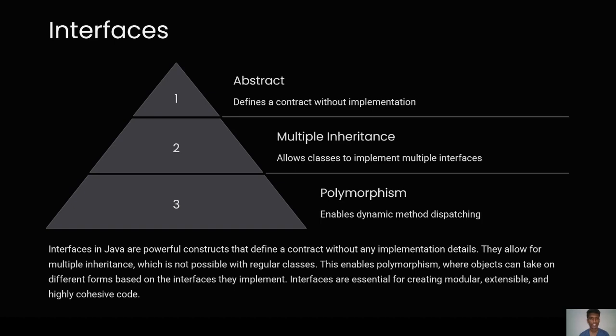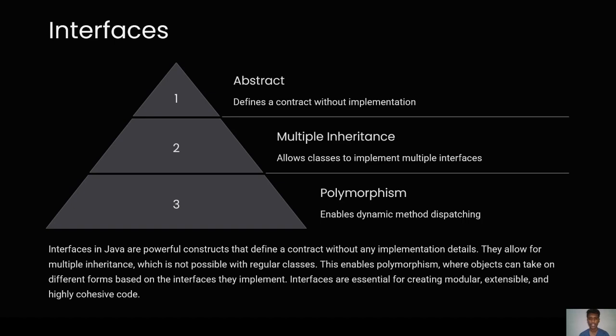Next, interfaces. There are three key ideas with interfaces: abstraction, multiple inheritance, and polymorphism. First, abstraction. It defines a contract without implementation. Multiple inheritance. It allows classes to implement multiple interfaces. Polymorphism enables dynamic method dispatching.